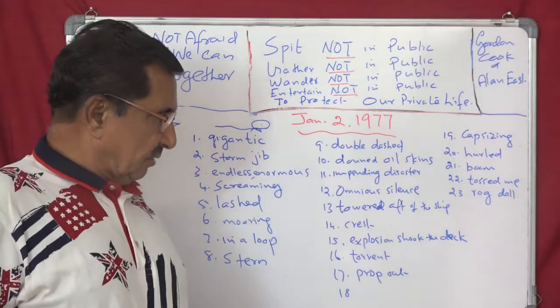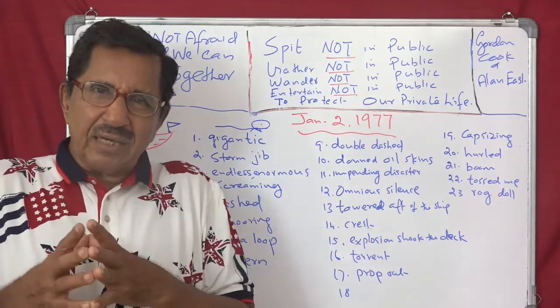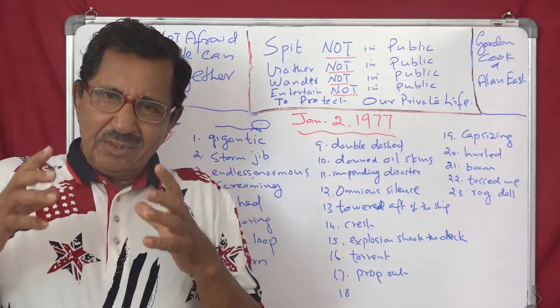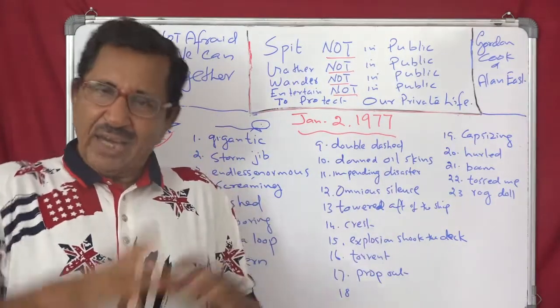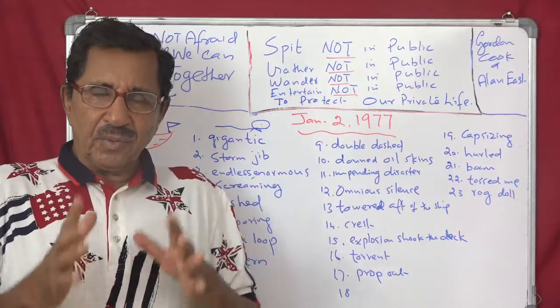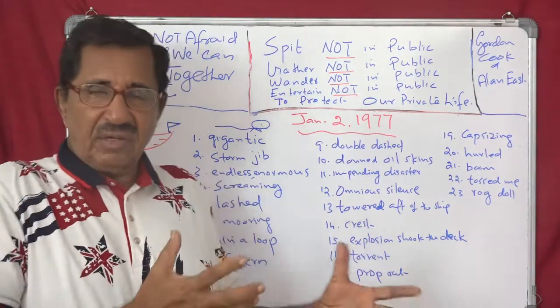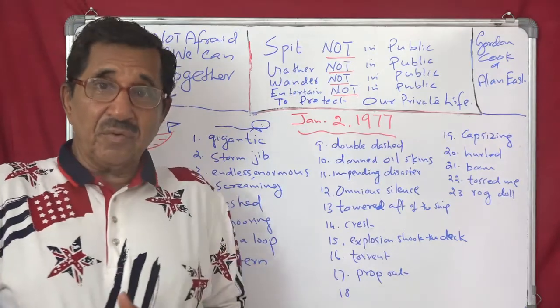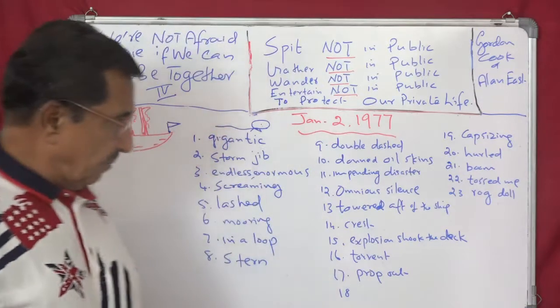And then torrent. Torrent means water flowing at high speed, or highest speed. Suppose all of a sudden a dam breaks, then torrents will come. Water will be moving in torrents, flowing in torrents. That is what torrent means.